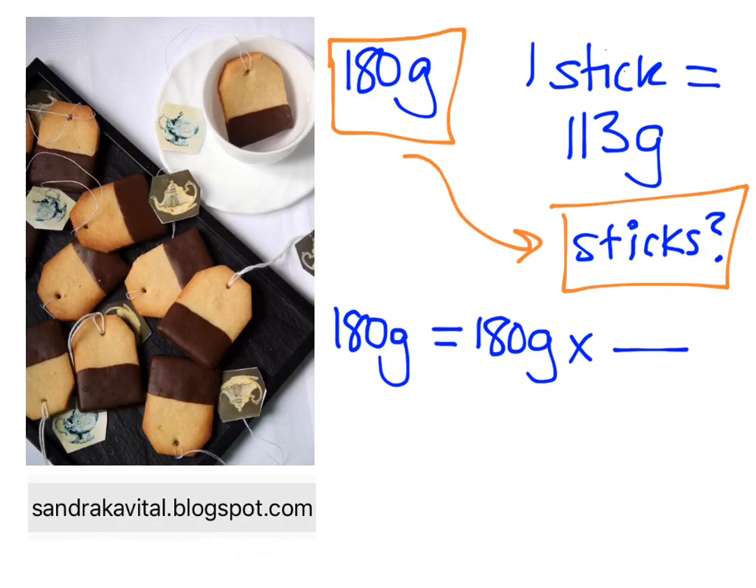In this case, I can multiply by 1 stick per 113 grams, and the reason I can do that is because it's the same thing. A stick is the same thing as 113 grams.